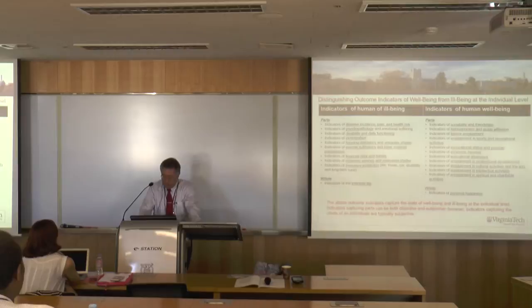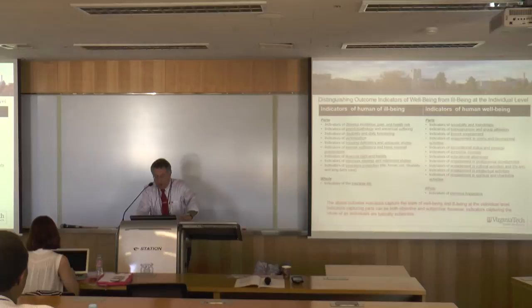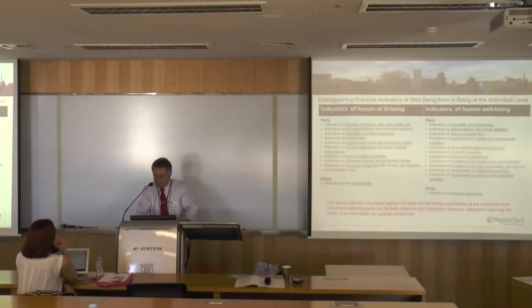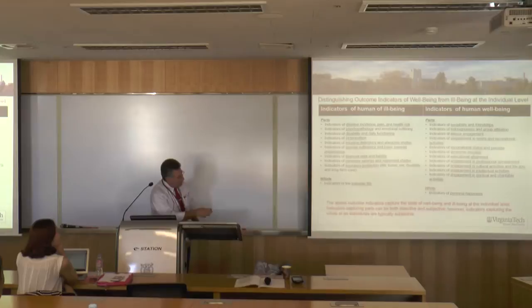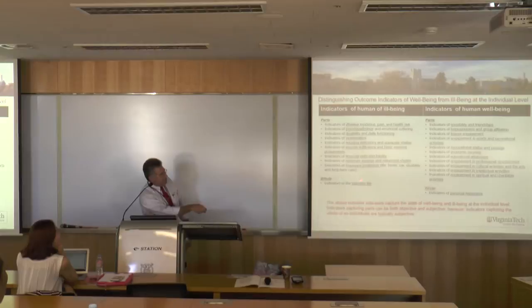So in that context, we make the distinction between parts versus whole. Some of those indicators are related to specific dimensions of basic needs as broken down. But then we can also focus on the whole, indicators of what we call the tolerable life. There's quite a distinction between indicators of a tolerable life versus indicators of personal happiness.